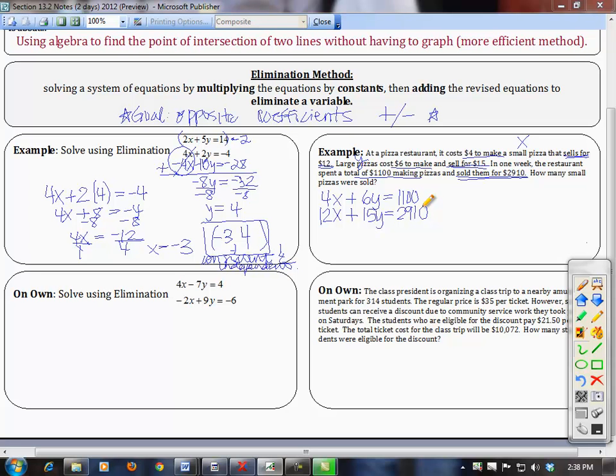Now, if you look at my equation, the question is, can I make coefficients to be opposite? Well, I start with the x's first. Can I multiply 4 times something to get not 12, but negative 12? So can 4 times something equal negative 12? Absolutely. I can take this and I can multiply by negative 3, and that's going to get me negative 12.